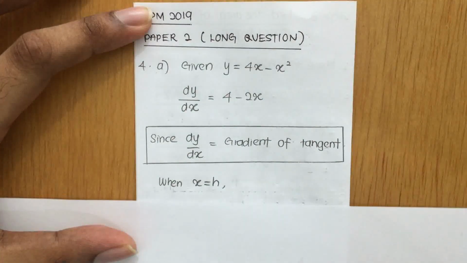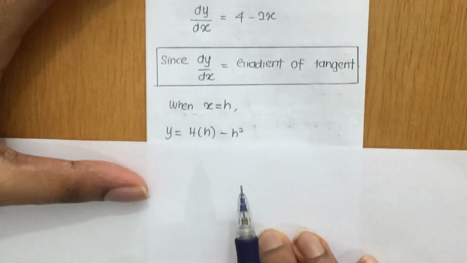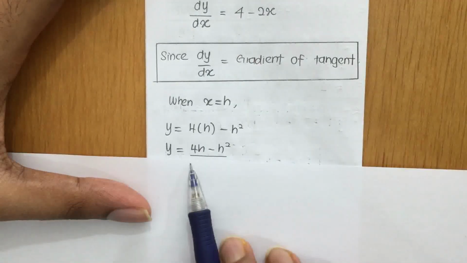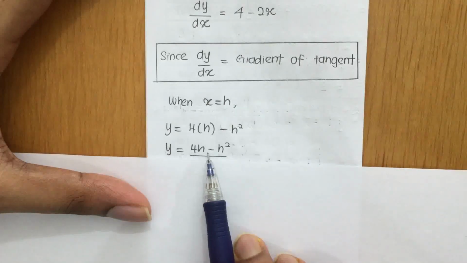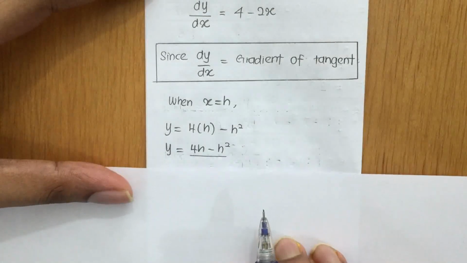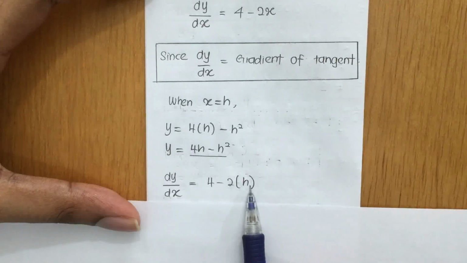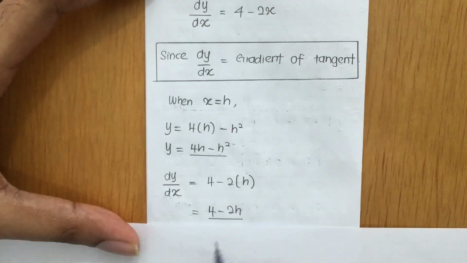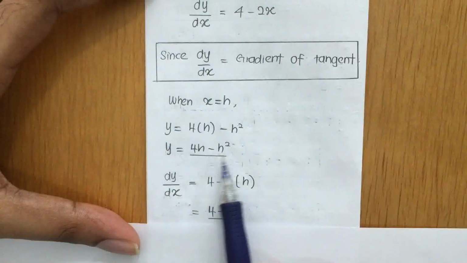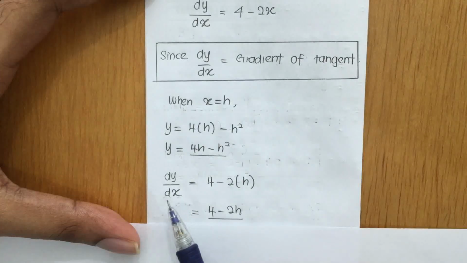So when x is equal to h, y is equal to 4h minus h squared. So from here you should get y equals 4h minus h squared. This is y in terms of h. Next we need to find dy/dx in terms of h. So dy/dx is equal to 4 minus 2h, and this will be your answer. Please don't get confused between y and dy/dx guys, they are not the same. y is actually the equation of the curve, dy/dx is actually the gradient of the tangent to the curve. They are both different.